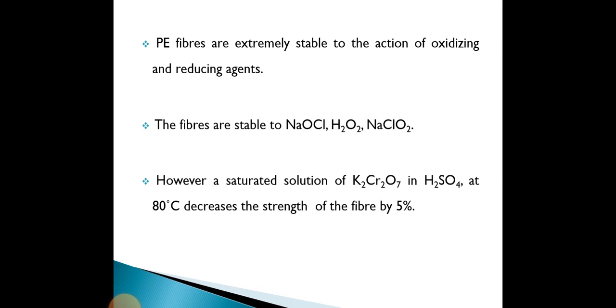Hydrolysis hydrolyzes the surface of the polyethylene fibers, making the filaments homogeneously thinner. Polyethylene fibers are extremely stable to the action of oxidizing and reducing agents. The fibers are stable to NaOCl, H2O2, NaClO2. However, a saturated solution of K2Cr2O7 in H2SO4 at 80 degrees centigrade decreases the strength of the fiber by 5%.